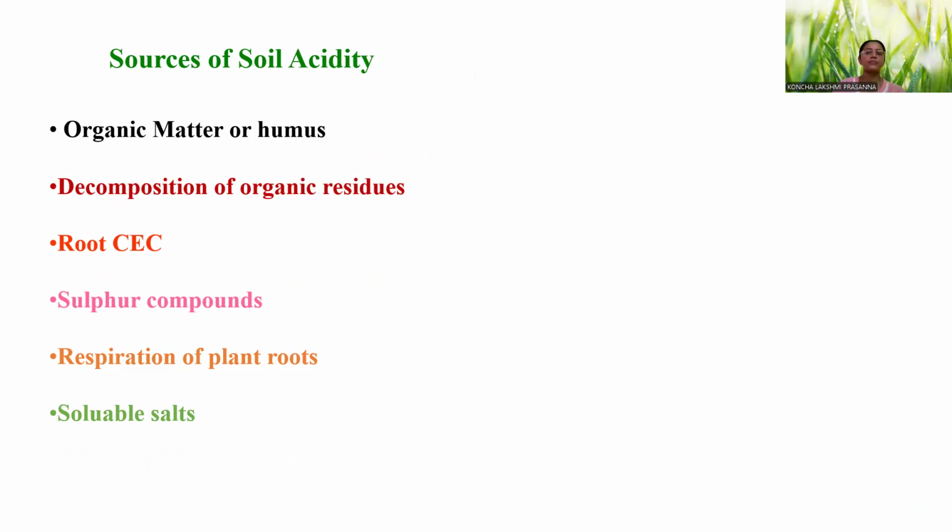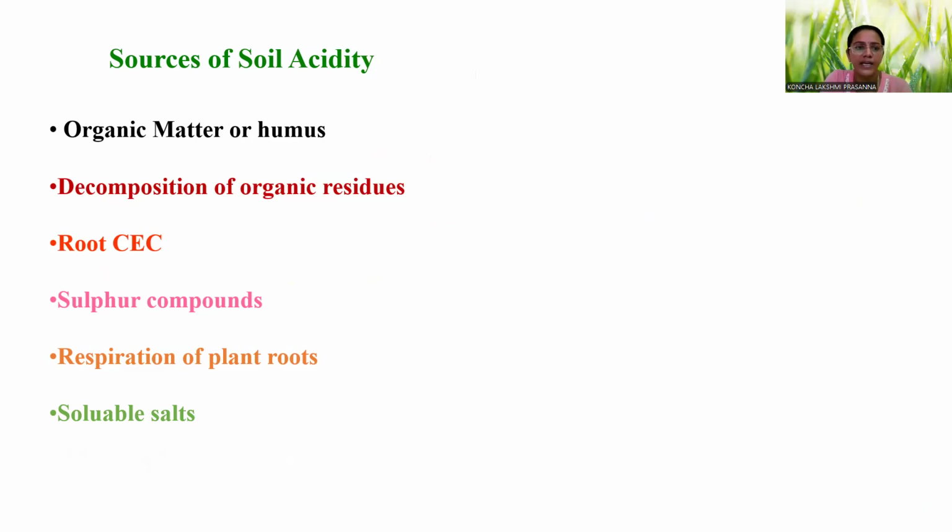Root CEC. During cation exchange near the root and the soil surface, the root surface has hydrogen ions on its complex. The cations which are present on the soil particles get exchanged between the H plus ions and the cations present on the exchange complex, thereby causing this acidic nature.